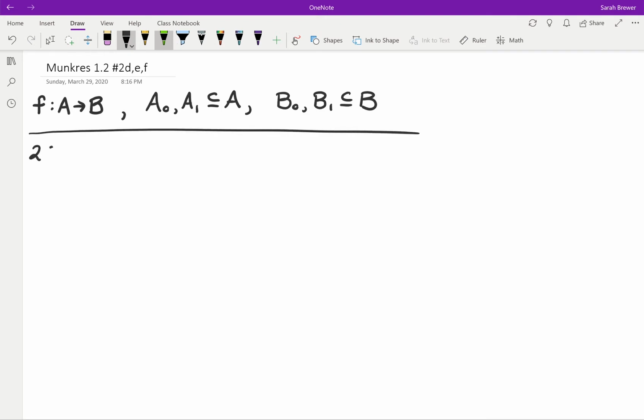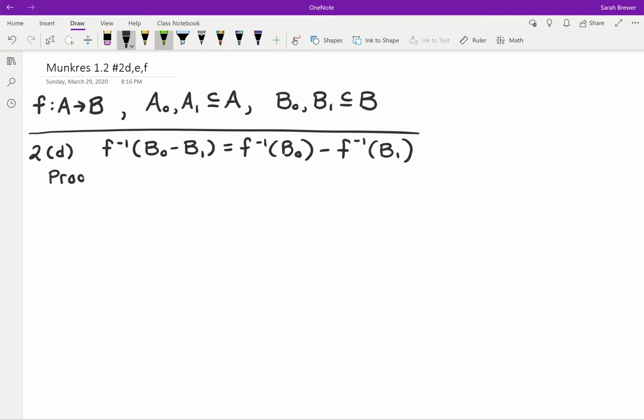Okay, so number 2D tells us that the preimage of the difference of sets B0 minus B1 is equal to the difference of the preimages. And here we don't have to put any sort of special conditions on our function. This is just any function f whatsoever. Okay, so how do we go about doing this? Well, because it's an equality, we need to prove both directions.